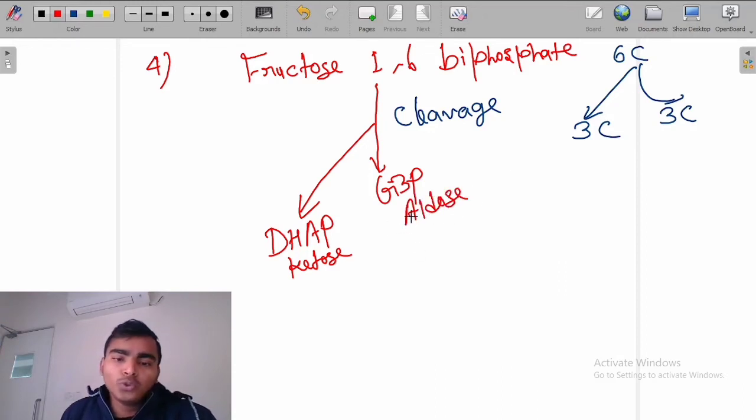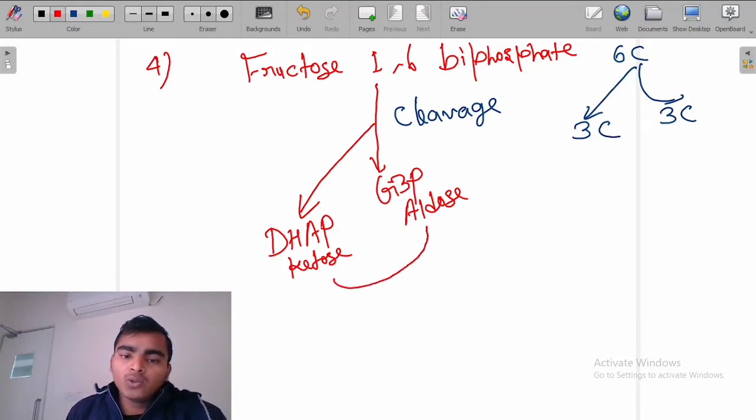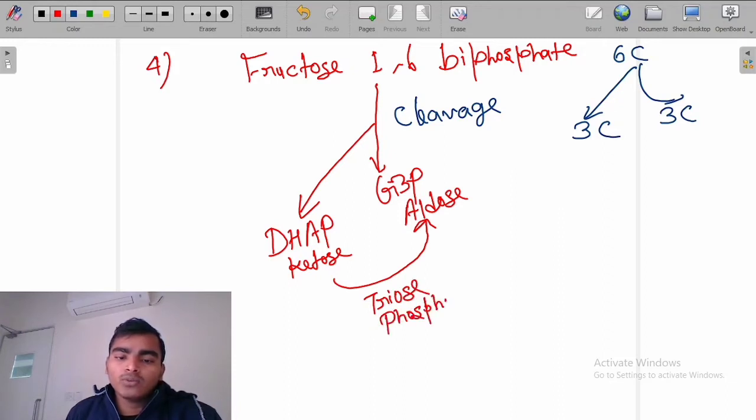Now you know very well that glycolysis is a process in which everything comes from glucose. That's why this keto sugar must be converted into an aldose sugar. So DHAP will also be converted into glyceraldehyde 3-phosphate. This is again a conversion of one isomer to another isomer, so an isomerase comes in here, and the isomerase is triose phosphate isomerase.